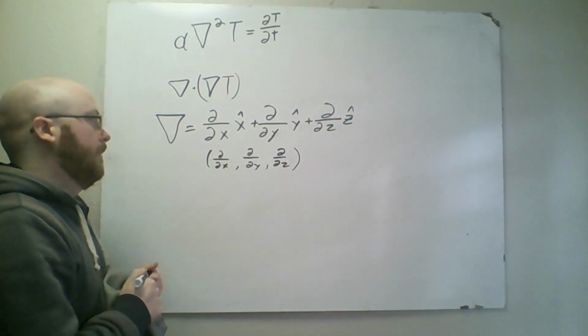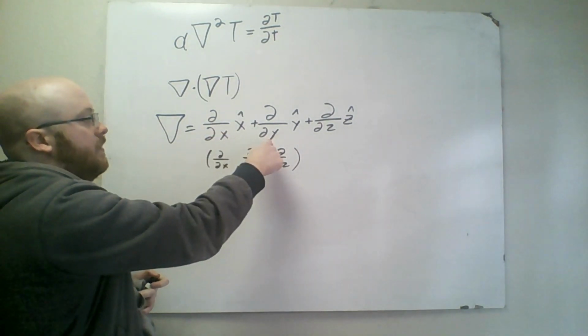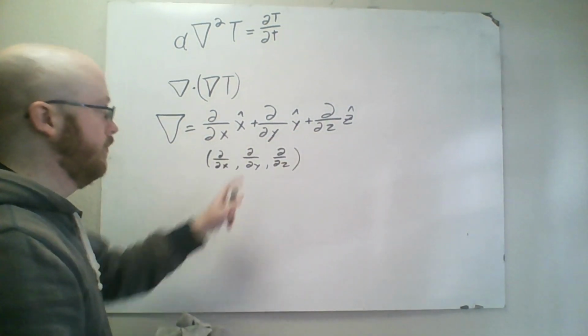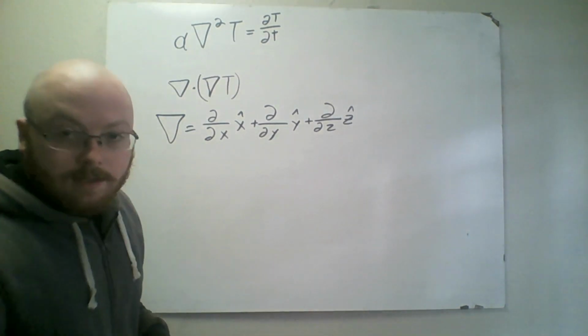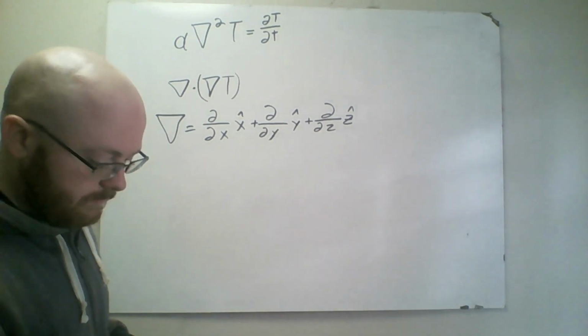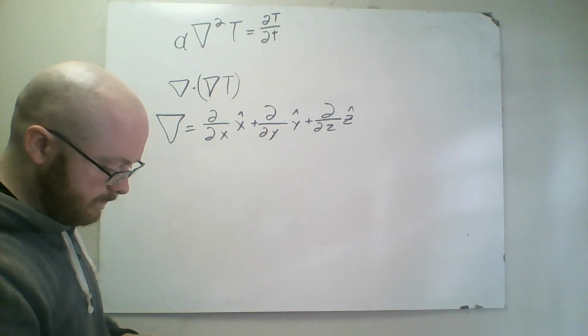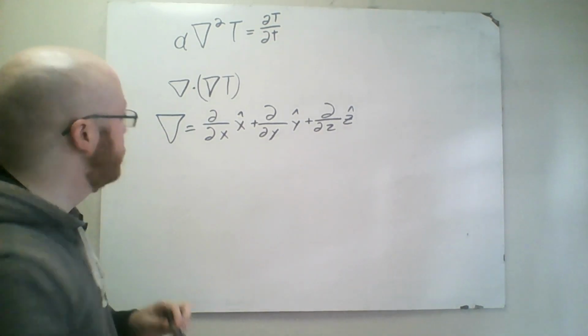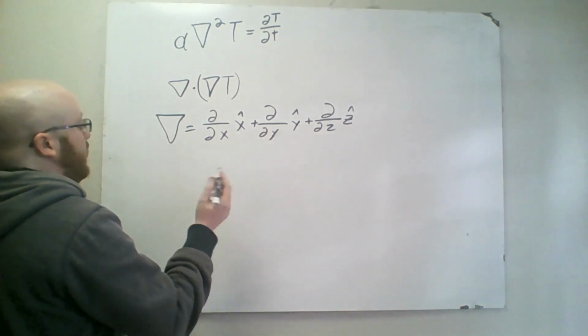So the x coordinate of this vector is going to be this, the y coordinate is going to be this, and the z coordinate is going to be this. Alright. Let's see. Just going to check, see if anything is happening. Oh, that's good. Anyway.